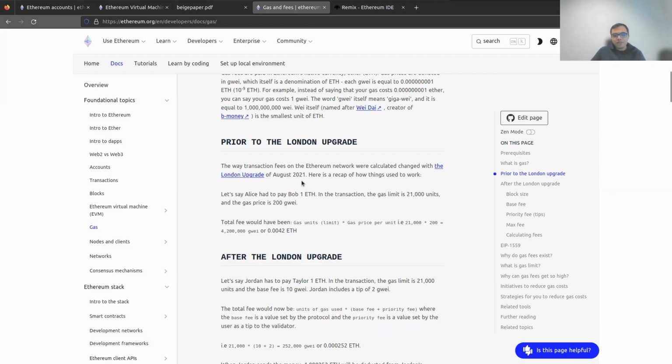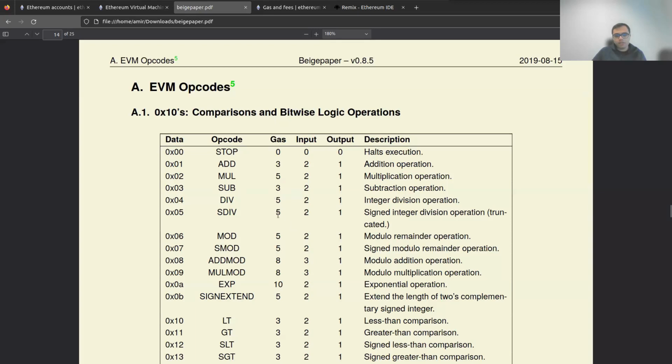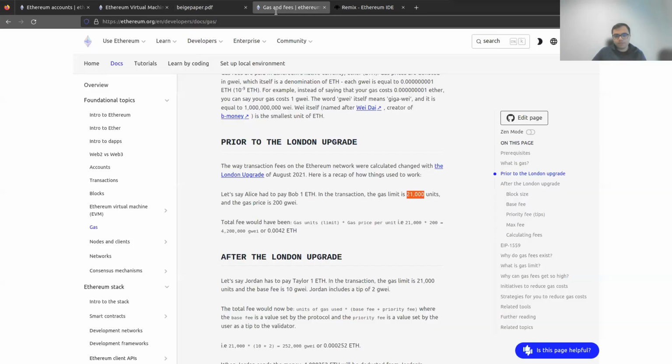So before August 2021, the way it worked was that you could say how much you're willing to pay per unit of gas. And you could also say what is the maximum number of units of gas that you're willing to pay for. So you could make a transaction and you could say that I'm willing to pay for up to 21,000 units of gas. And remember, this is how many units of gas every operation uses.